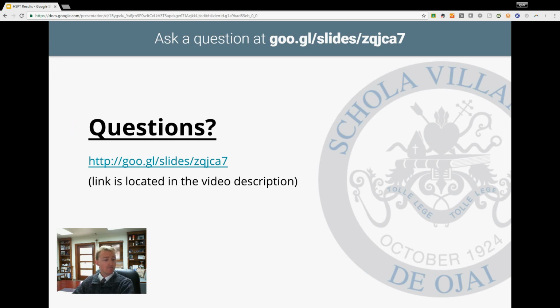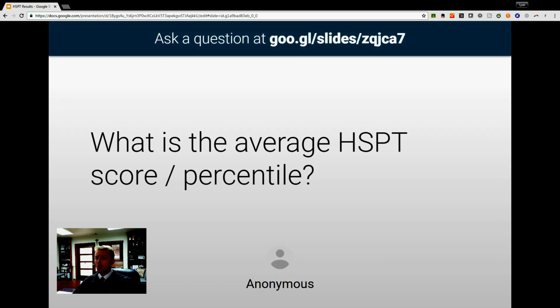Okay, so let's start off with one question in particular. What is the average HSPT score percentile? Good question. And I think there are 2 answers depending on what this individual meant. First off, if you're talking about national percentile, then the average should be in the 50th percentile. If you are asking more along the lines of Villanova and the incoming freshman class, for the past 3 years we have averaged for our incoming freshman class an HSPT percentile around the 75th percentile.